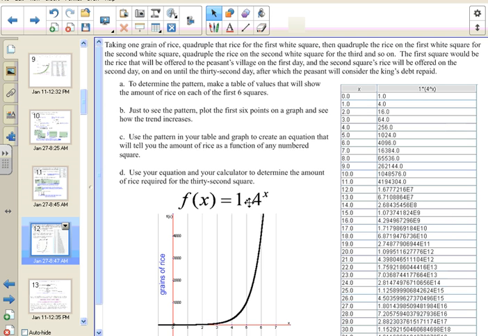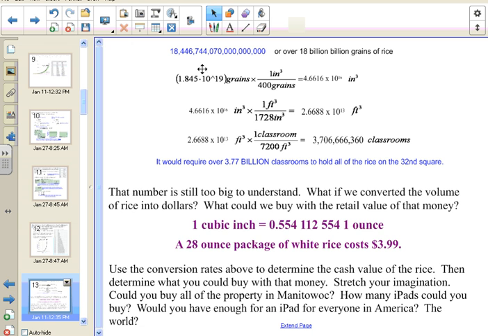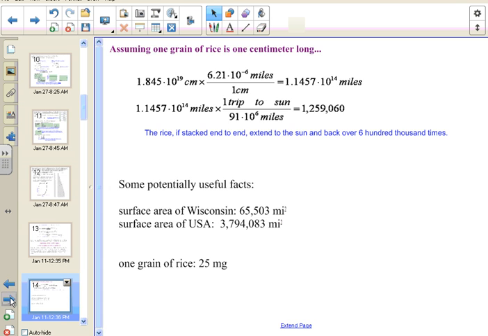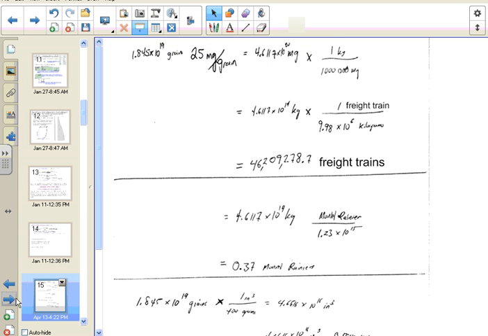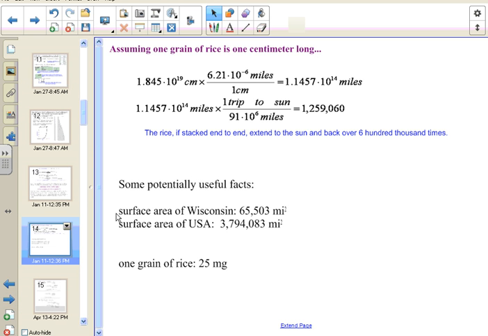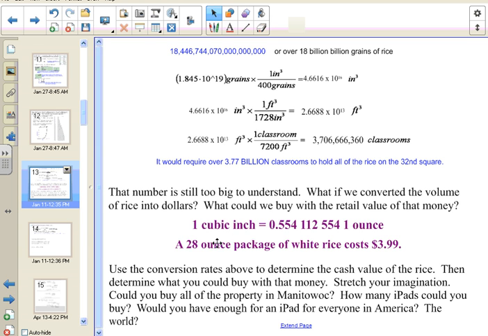It was taking 1 grain of rice, quadrupling it for every white square. We end up with 18 billion grains of rice on the 32nd square. What I've done is I've actually made some conversions using the idea that we can convert cubic inches to ounces and ounces into packages of rice for $4 a package, and what could you buy with that kind of money?